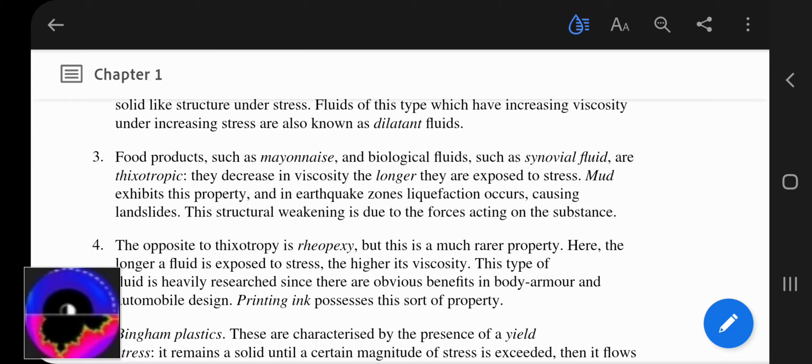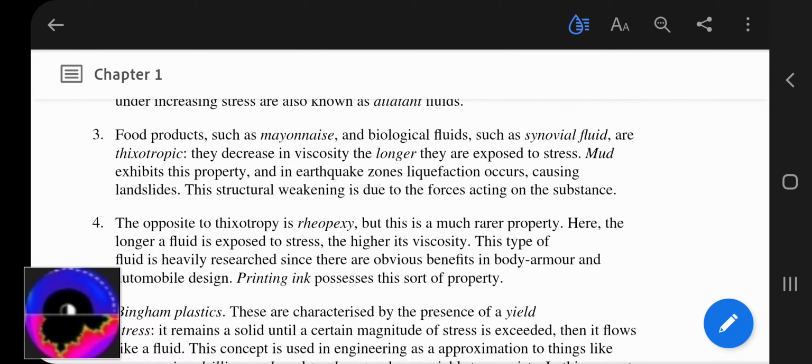Food products such as mayonnaise and biological fluids such as synovial fluid are thixotropic. They decrease in viscosity the longer they are exposed to stress. Mud exhibits this property, and in earthquake zones liquefaction occurs, causing landslides. The structural weakening is due to forces acting on the substance.